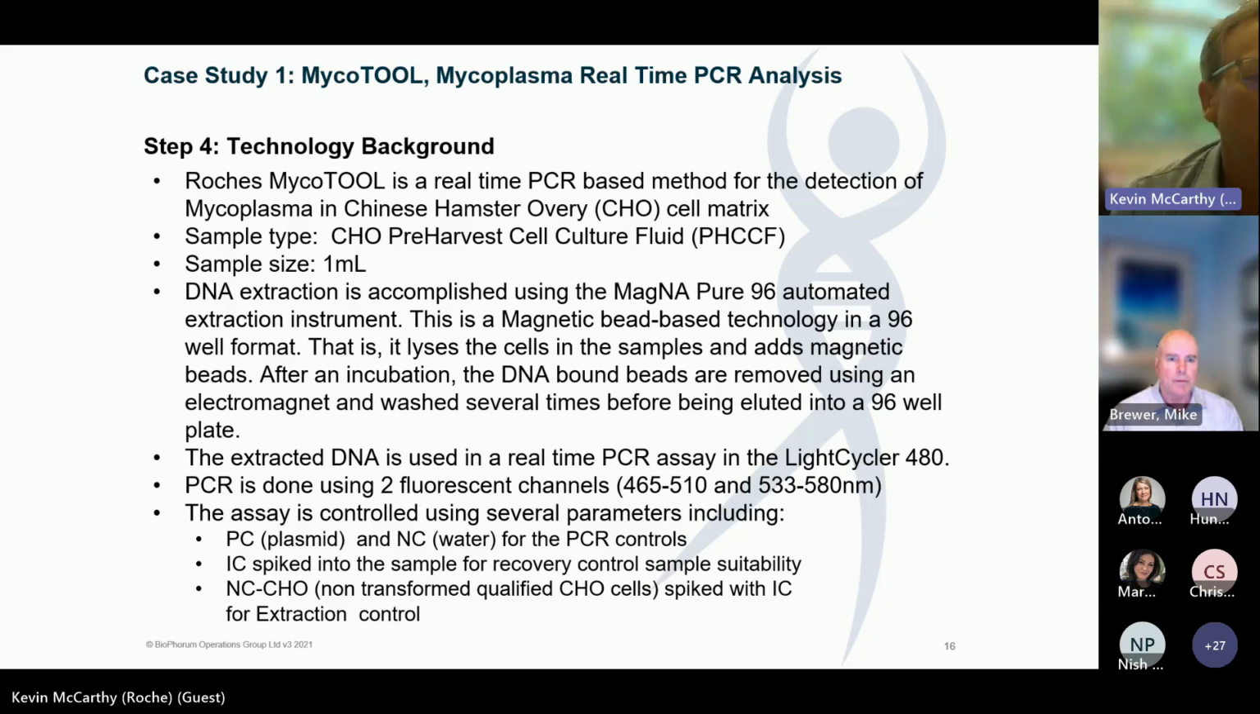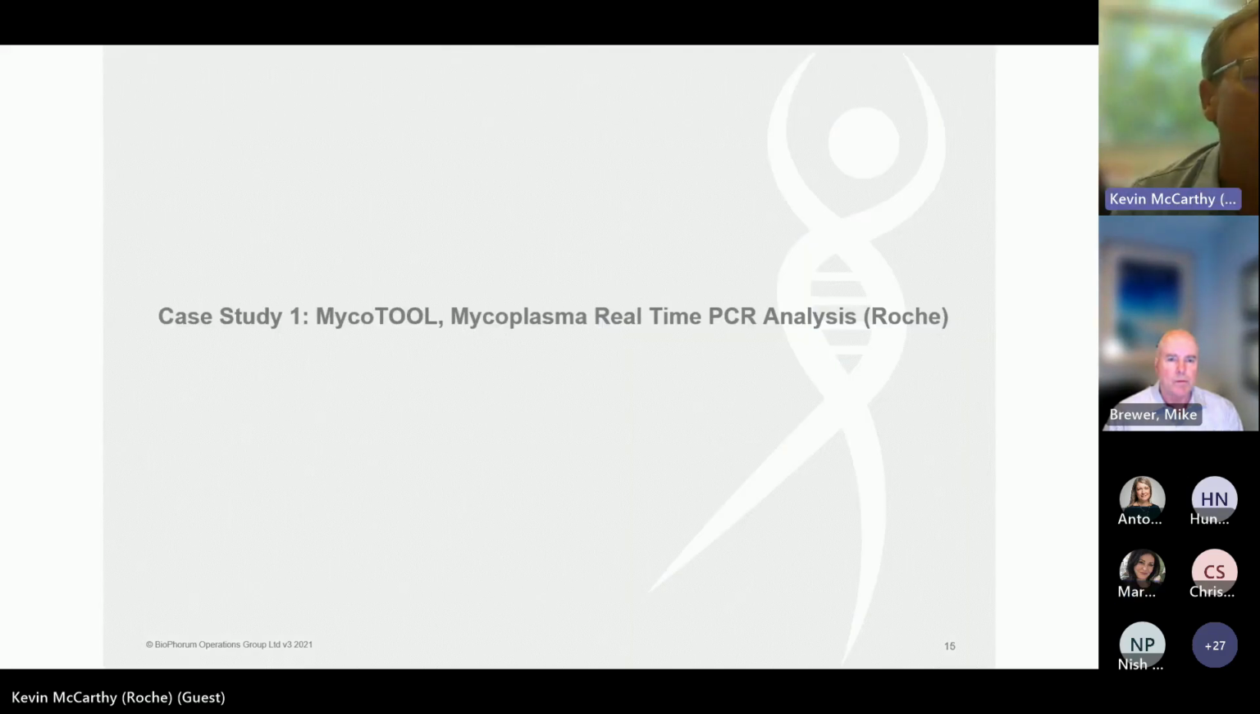Okay. For the Roche case study, the implementation was a system called MycoTool, which is a Mycoplasma real-time PCR analysis in a kit form from Roche.